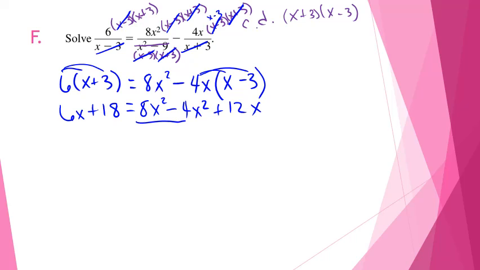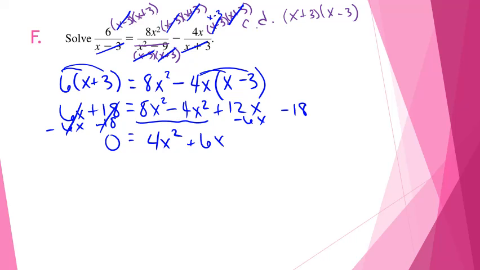Let's see, so we can combine these guys. That would be a 4x squared. We can move this 6x to the other side. And we can move this 18 to the other side. Now I'm thinking I want to do that because I can already see I'm going to have to factor. So I know I want that to be equal to 0. So this would be 6x and then minus 18. Alright, a perfect opportunity for us to use some factoring techniques here.